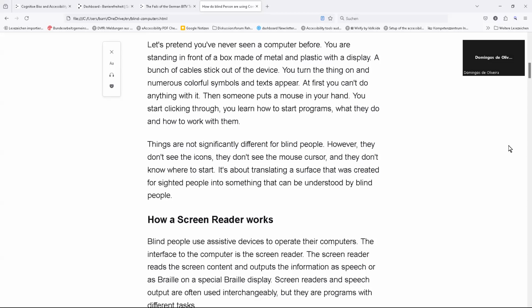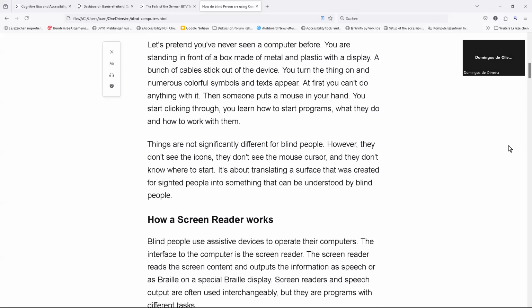For example, it interprets symbols and reads the function of the symbol or the text which is shown on the interface. For example, they say something like "button send", and you know, okay, you can send the message you typed in right there. Or you have a menu point called "save as", and then you know, okay, you can save it there. And that is what the screen reader reads.